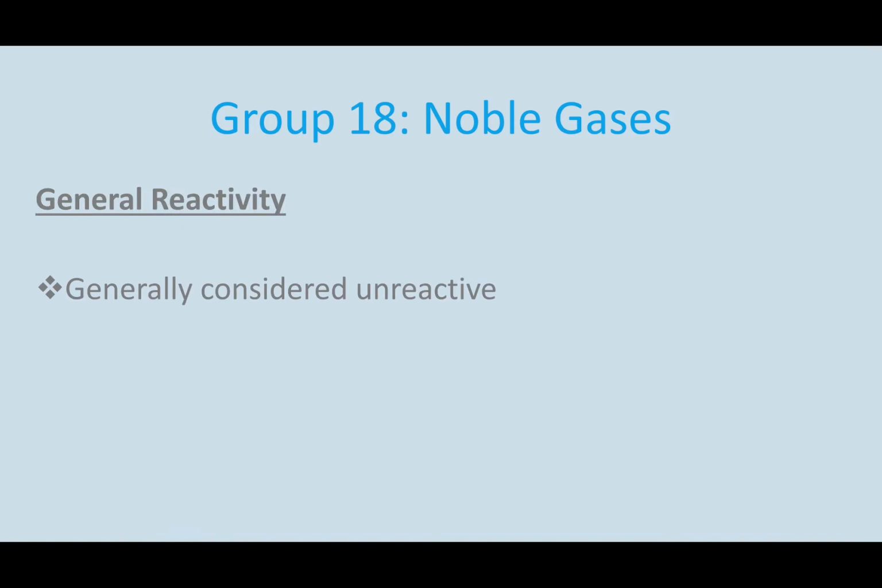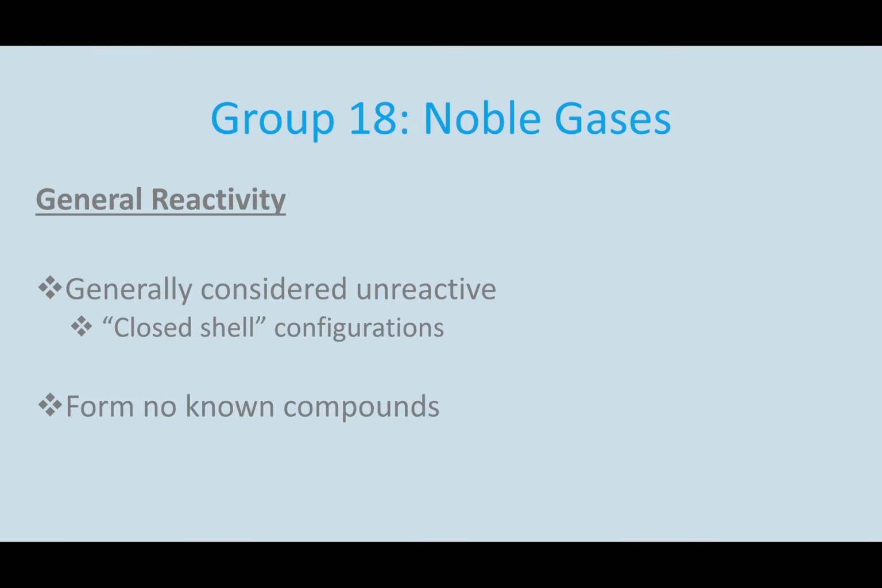Their general reactivity: noble gases are generally considered unreactive. Again, we'll talk a bit more about that in another note, and we'll touch on it briefly. But they are unreactive, and this is because they have what is called a closed shell configuration. We'll go into more detail later on in another note. In these noble gases, they form no known compounds. That means these noble gases just exist on their own. So you're not going to find a helium mixing around with another element. It's just going to be helium gas on its own.